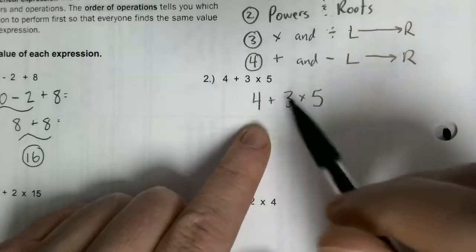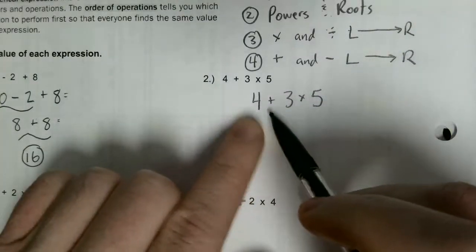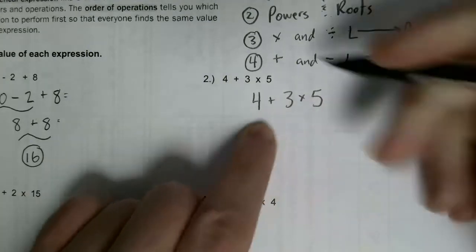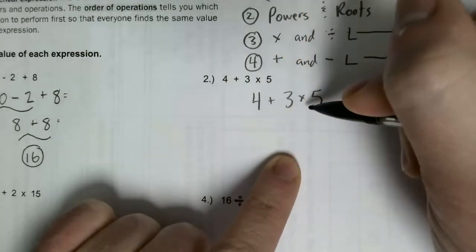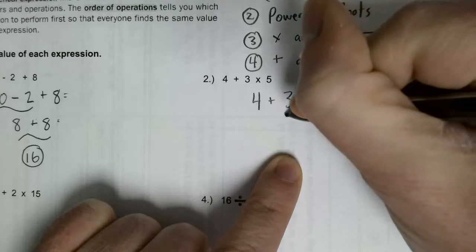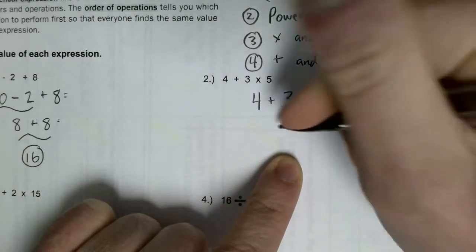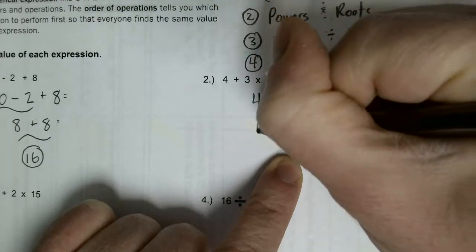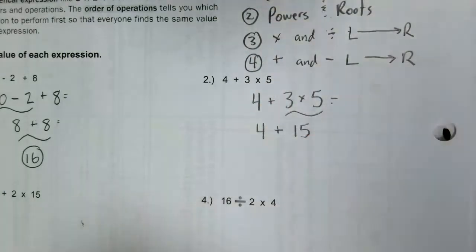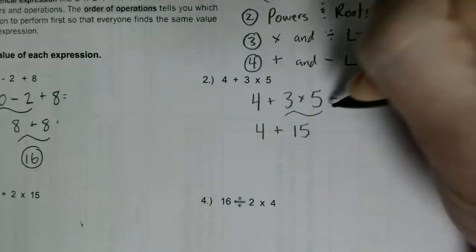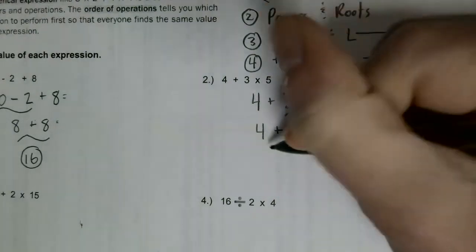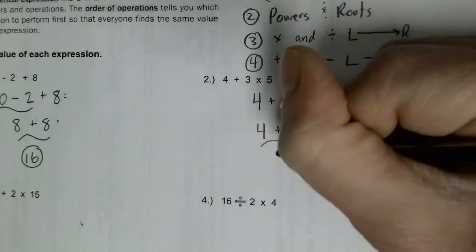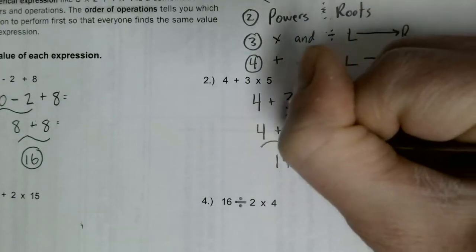All right. Parentheses. Don't see any parentheses. Powers and roots. Nope, no exponents. Multiplication and division from left to right. So we're going left to right. Oh, we see multiplication. So let's try that. 3 times 5 is 15. Then we got to bring down what we haven't worked with yet. That 4 plus. Okay? Now, the only thing left is to do the addition. 4 plus 15 is 19.